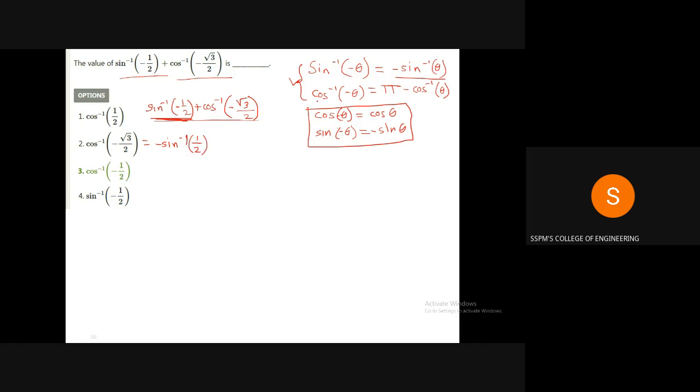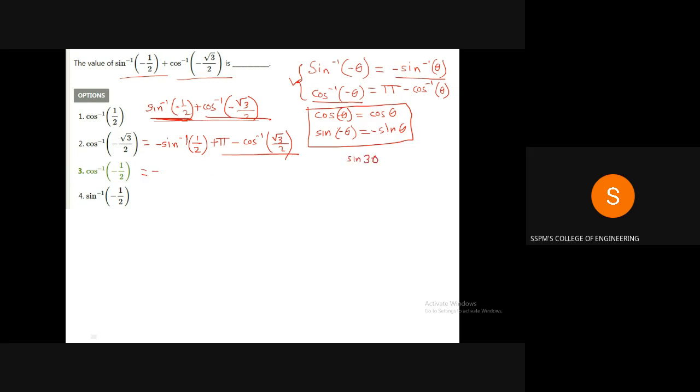Similarly, for cos inverse minus theta, the value is pi minus cos inverse theta. So we can write plus pi minus cos inverse root 3 by 2. Now we will put all the values in here.